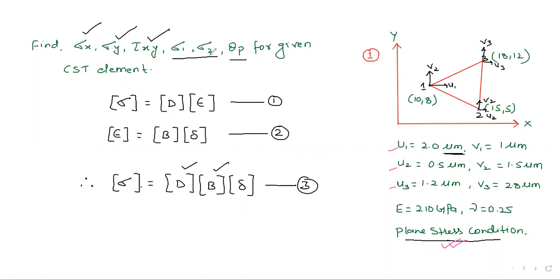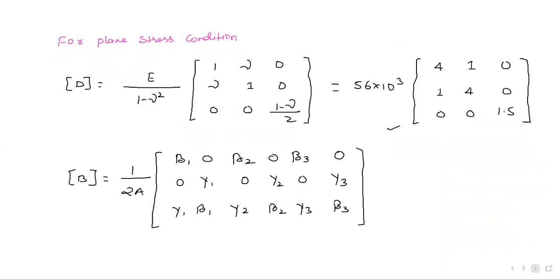Now they are asking for sigma 1, sigma 2, and theta p. So directly we will apply the formula for sigma 1 and sigma 2. What is the formula?